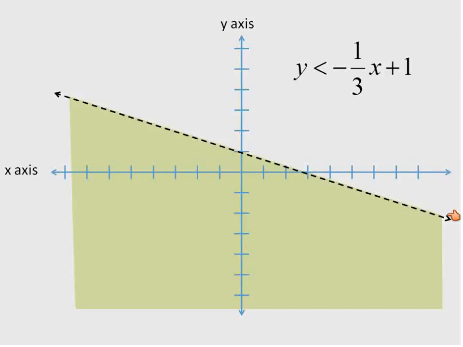Also, we changed to a dotted line. The reason that we did that was because we have the less than symbol. If it was less than or equal to this line, it would be a solid line for that line. Because y does not include the solutions of this actual line, we use a dotted line to represent that.